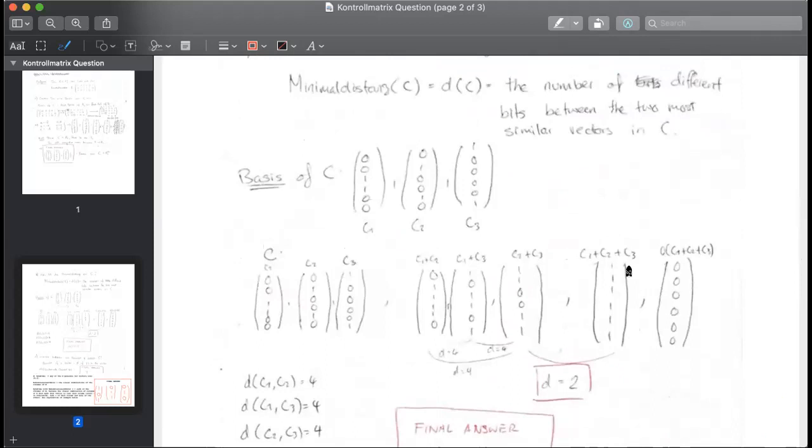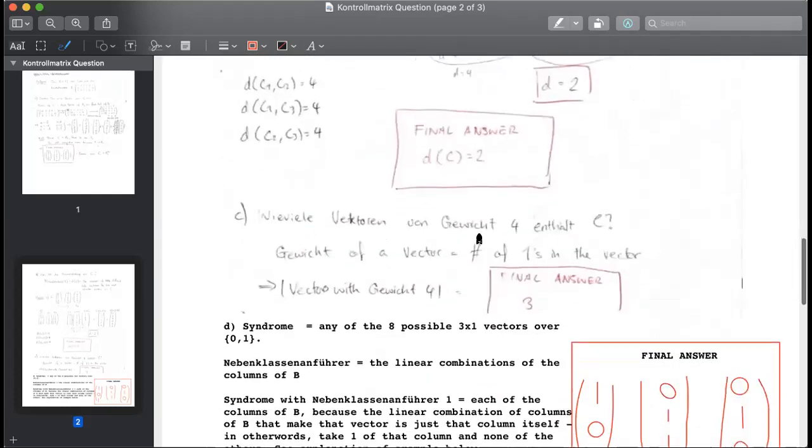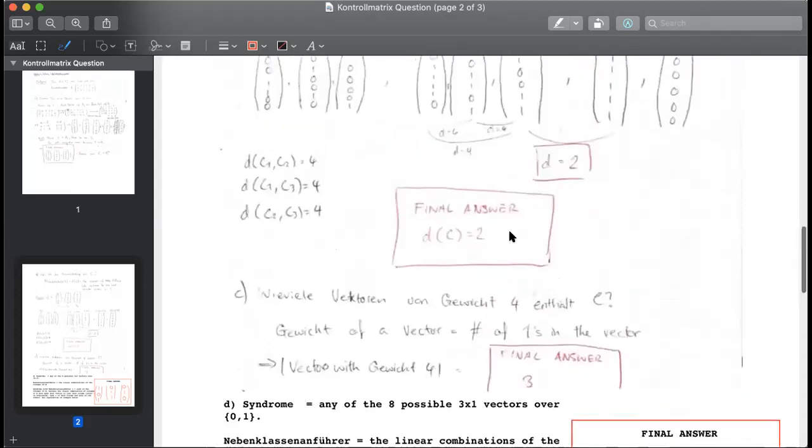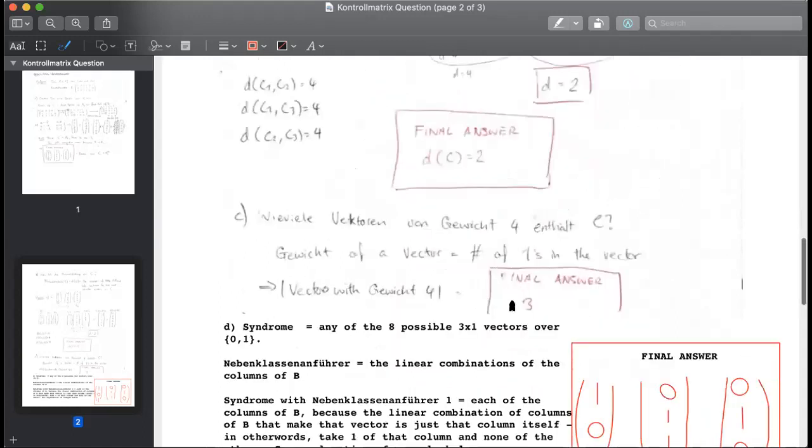That was easy. And well, if they're asking how many vectors have weight 4, that's easy to see. It's only these 3 guys, right? These 3 guys are the only ones that have 4 ones. The others have less than 4 ones or more than 4 ones. So the answer is 3. That was simple.